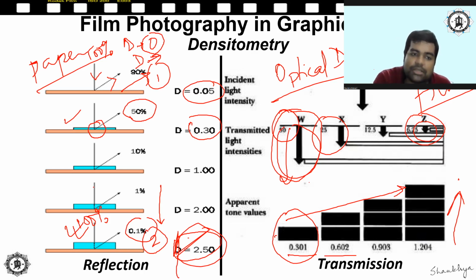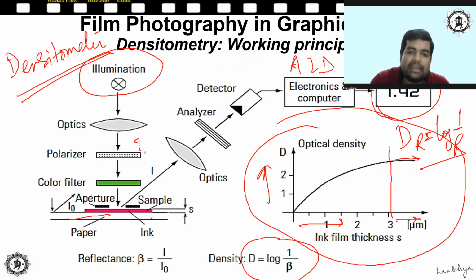In that situation, no matter how much you increase the ink film thickness beyond a certain point, it is not going to absorb light more than it already has. So beyond a certain point, no matter how much you go on increasing the ink film thickness, the optical density will not increase. Because after this ink film thickness, that ink film is no longer able to absorb a greater amount of light than it already has.